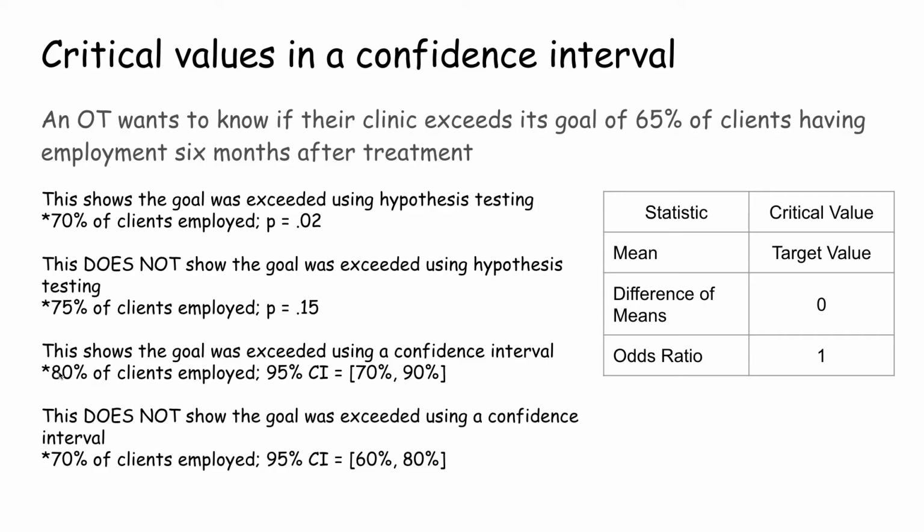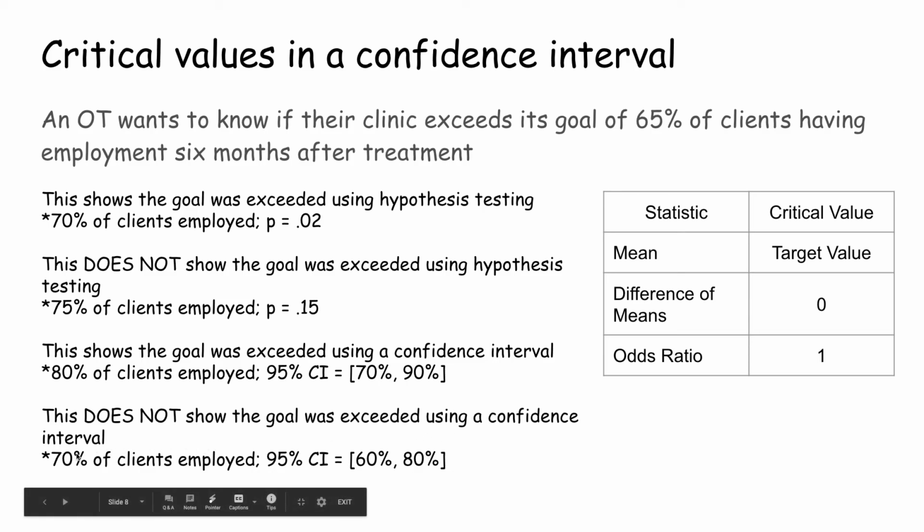Here is a situation where the observed proportion was 80% and our confidence interval is 70 to 90%. So what this is telling us is that in the subjects that we saw or in the clients that we treated, we got 80% employment. And based on our observations, we're 95% sure that if we did this a bunch of times, 95% of the time, the outcome would be between 70 and 90% of employment.